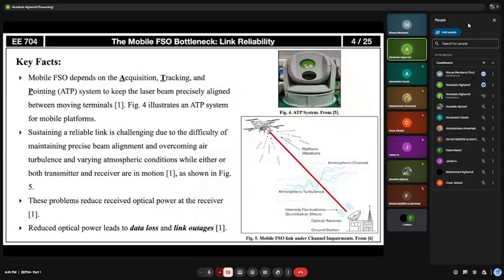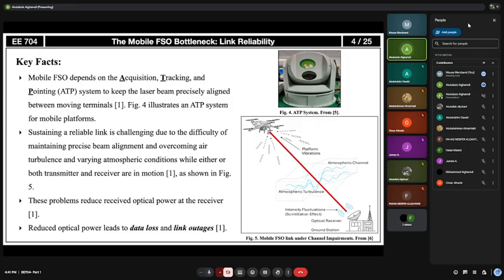The mobile FSO battle issue is the link reliability. Mobile FSO depends on the acquisition, tracking, and pointing (ATP) system to keep the laser beam precisely aligned between moving terminals. Figure 4 illustrates an ATP system for mobile platforms. As you can see in figure 4, the ATP system is typically electromechanical equipment or a device that is very complex and expensive.